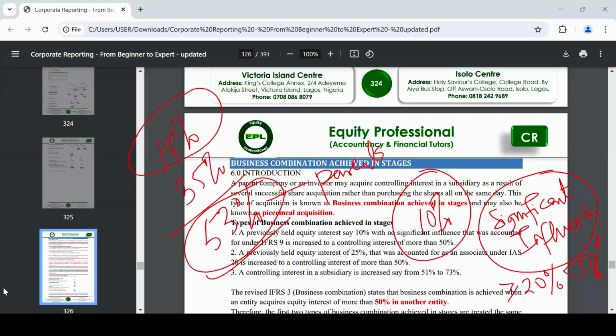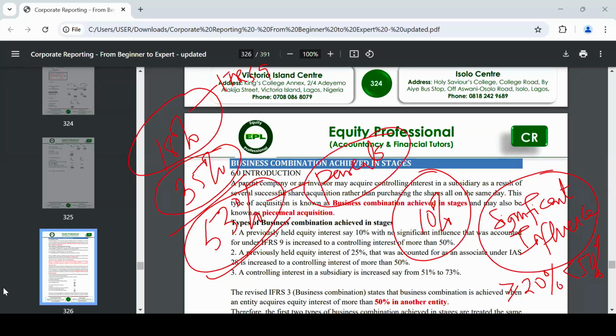So initially, they would have been accounting for this 18% equity using IFRS 9, all right? They could have been doing fair value through P&L or fair value through OCI, or even accounting for that investment using what is called amortized cost. But the day they acquired this 35% more and they crossed the 50% mark, the relationship has changed. They are now parents of that company.